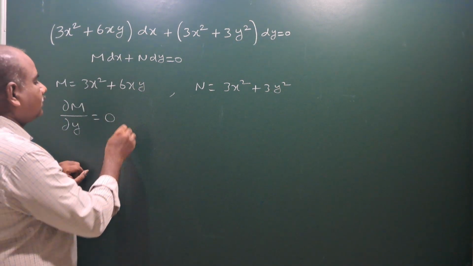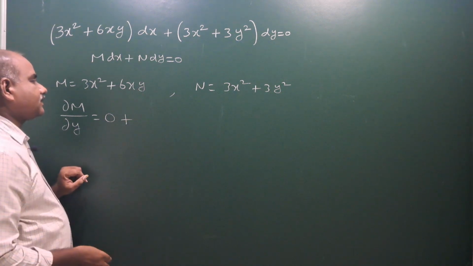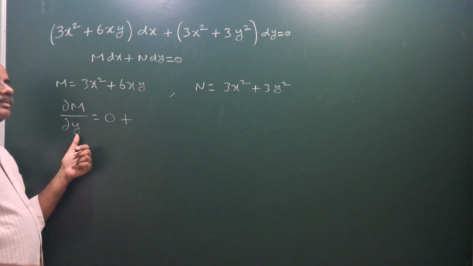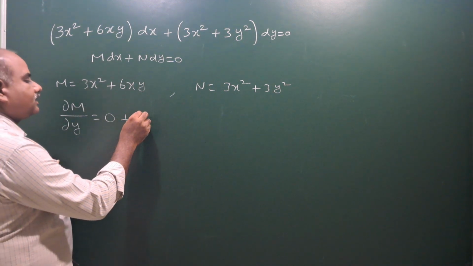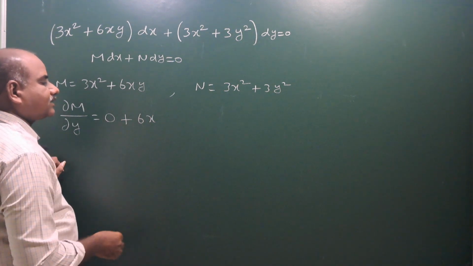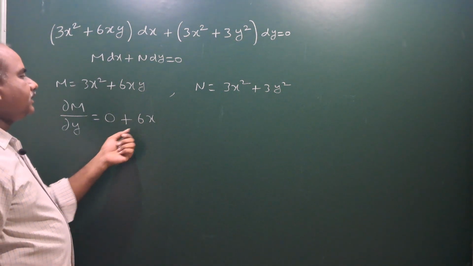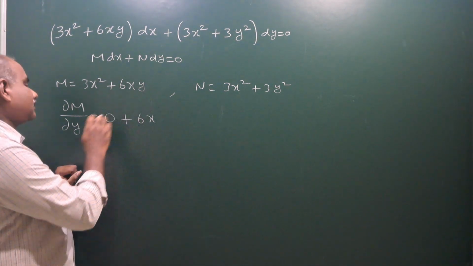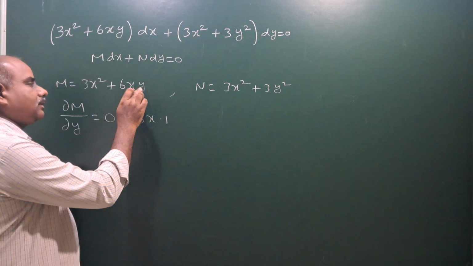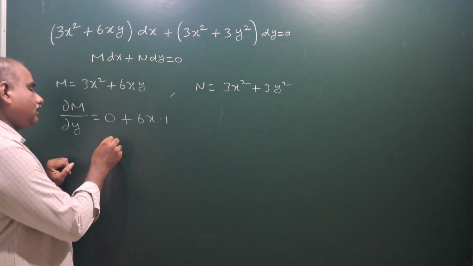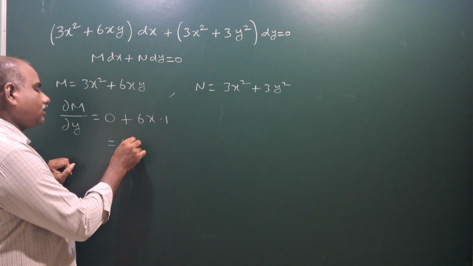Next, here 6xy is the second term. With respect to y, we have to differentiate partially. So 6x can be treated as constant, and then we differentiate y with respect to y. The derivative of y with respect to y is 1. So totally ∂M/∂y is equal to 6x.